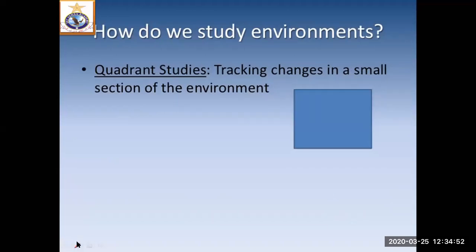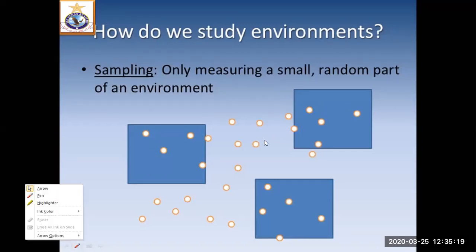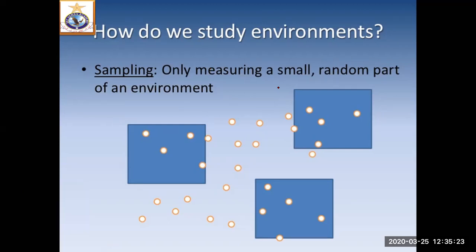Yes, look at this. How do we study the environment? Quadrant studies: tracking changes in a small section of the environment. Yes, in quadrant studies we divide the area into different portions, and then we study them one by one. Now let's see what those quadrants are. Look at this. So you can see the first: sampling. Sampling means only measuring a small random part of an environment.